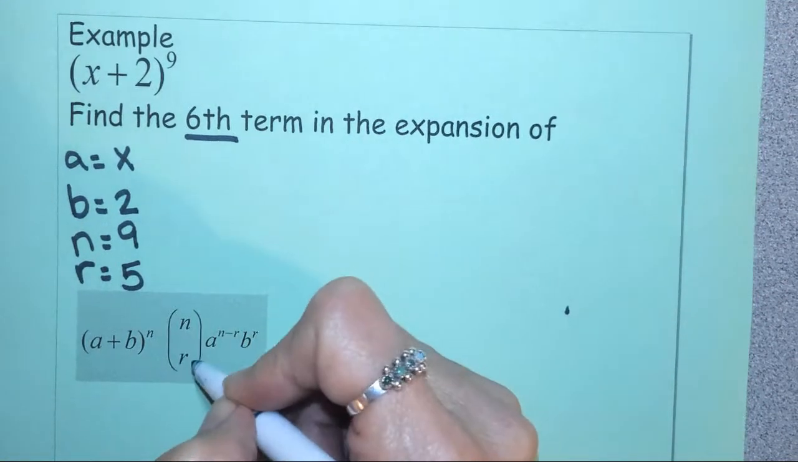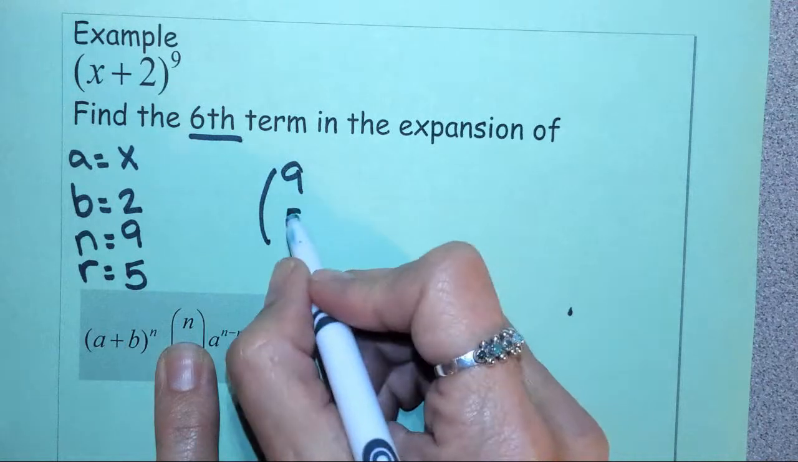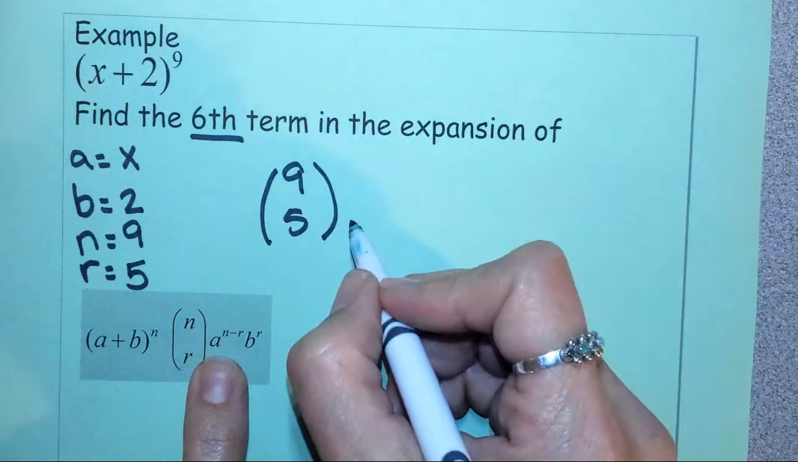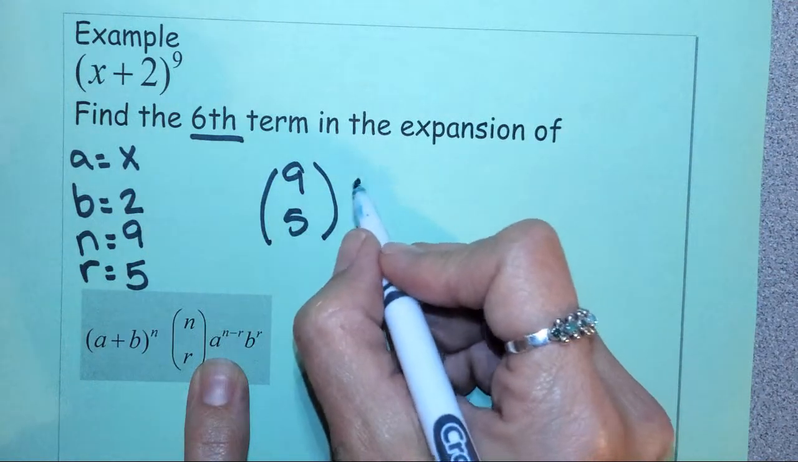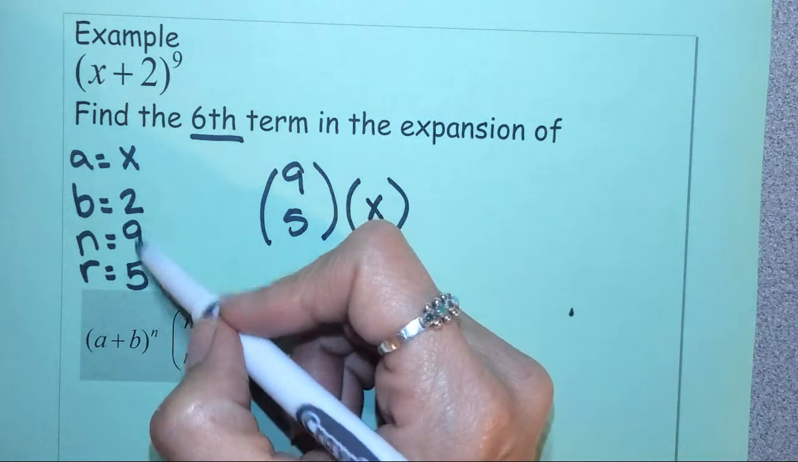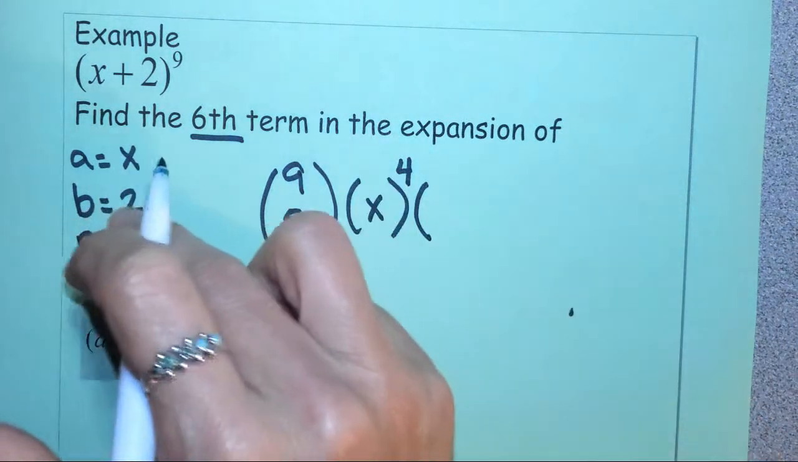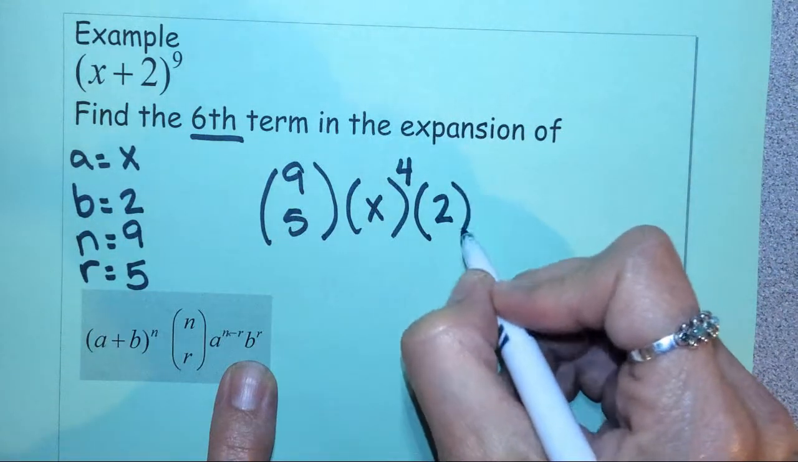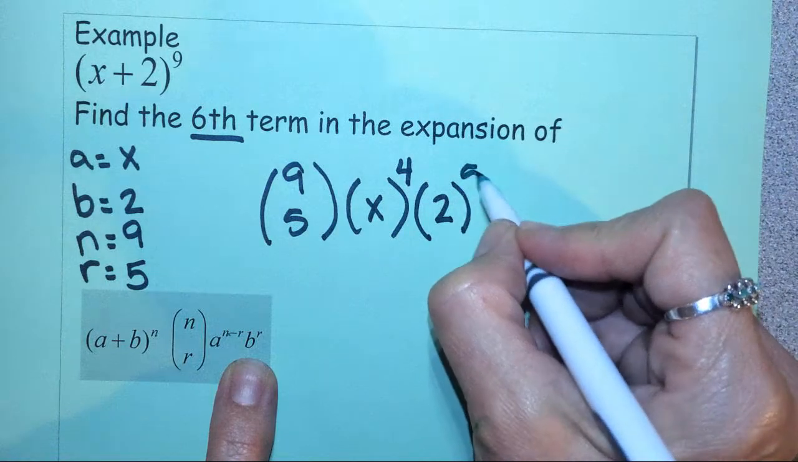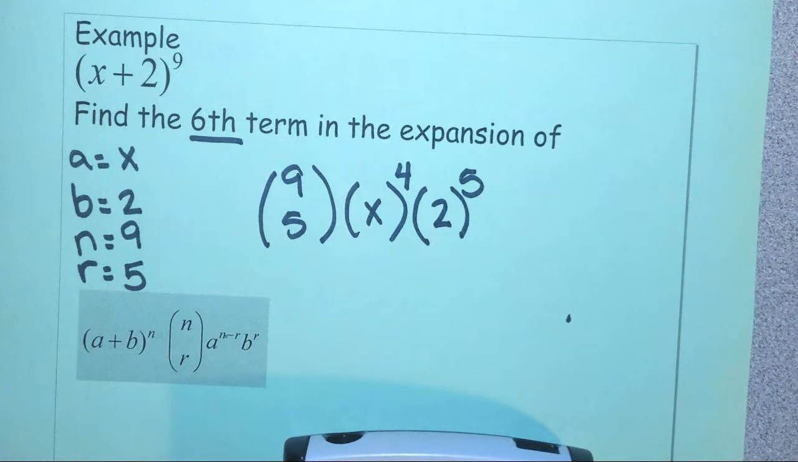And now I'm just going to go plug into this formula. It says to put n choose r times a to the n minus r power. Well, 9 minus 5 is 4. n minus r is 4. Times my second number, which is 2, to the r, which is 5. So I'm going to go type this in. Remember, n choose 5. I mean, 9 choose 5.